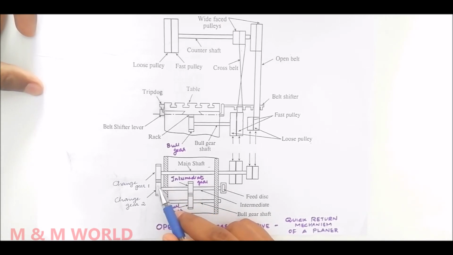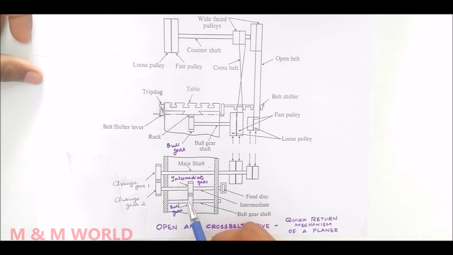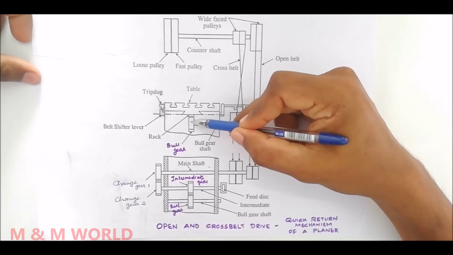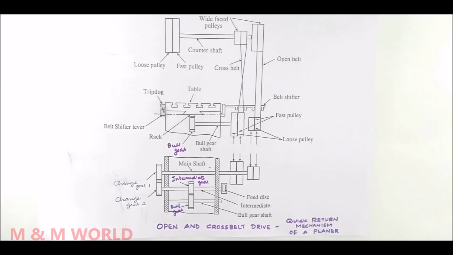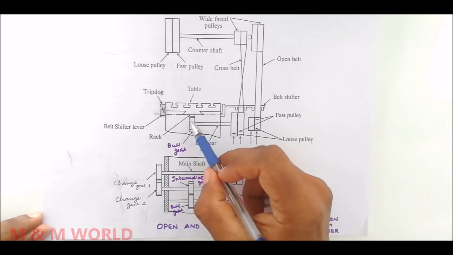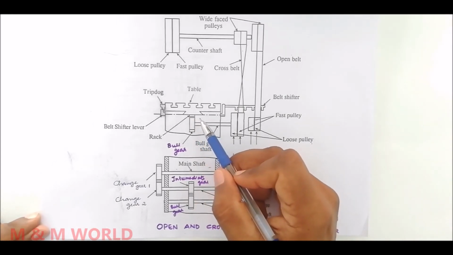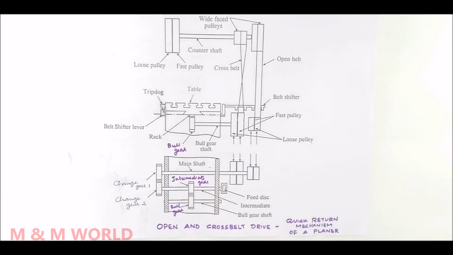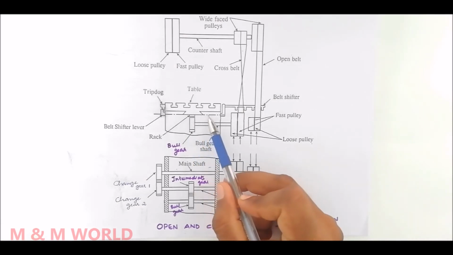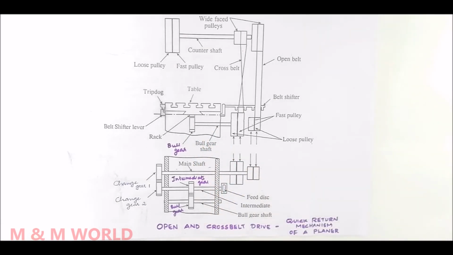So this gear rotates, and as this gear rotates, the intermediate gear rotates, and it is connected to the bull gear. Now look at this. The bull gear also rotates. When the bull gear rotates, it meshes with the pinion which is cut on the underside of the table, so that the table gets a linear movement.